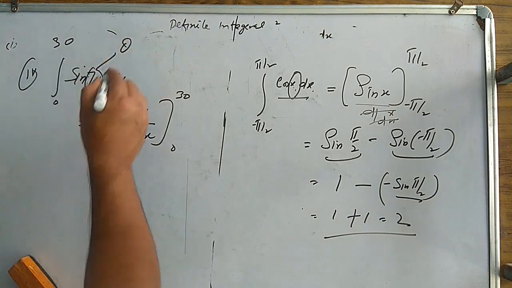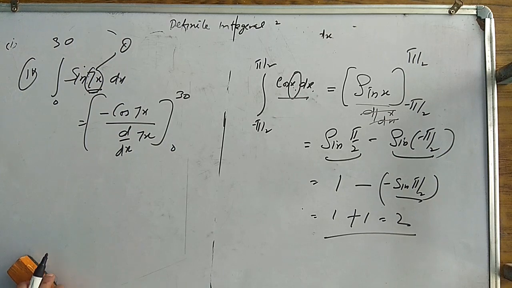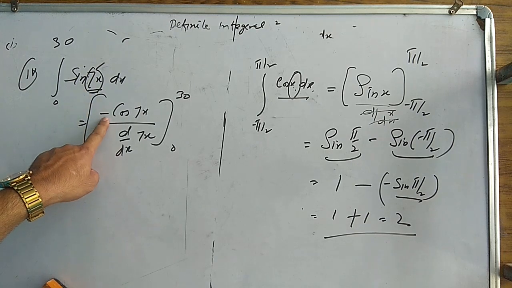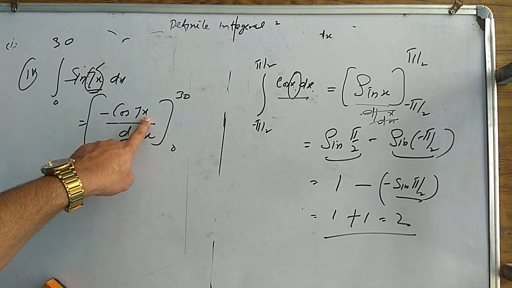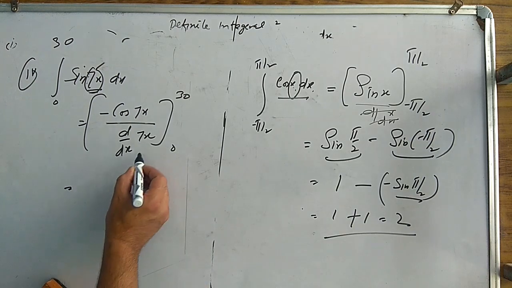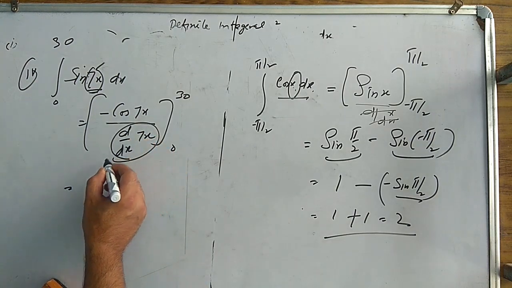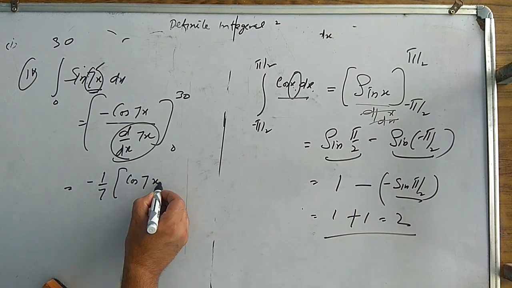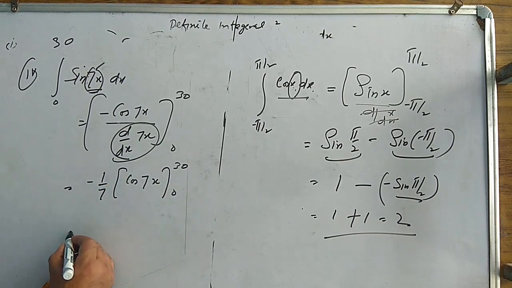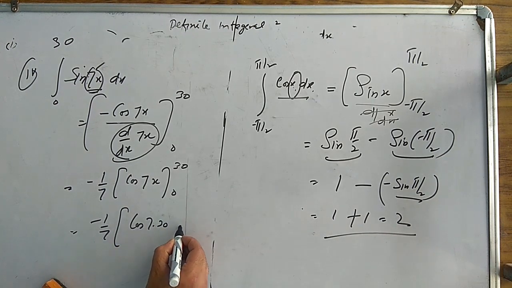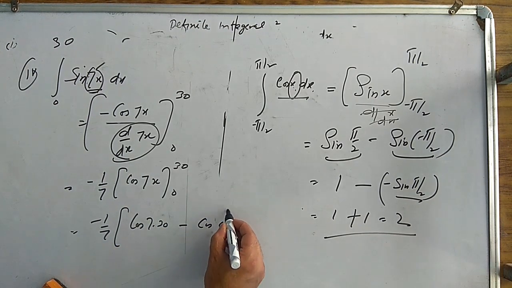मान लो ये थीटा है, तो साइन थीटा अगर आप integrate कर रहे हो तो minus cos angle आएगा और angle का फिर नीचे, राइट? तो कितना बन गया इसका, 7 बाहर आ जाएगा, minus 1 over 7 and cos 7x from 0 to 30, minus 1 over 7 with upper limit and lower limit.